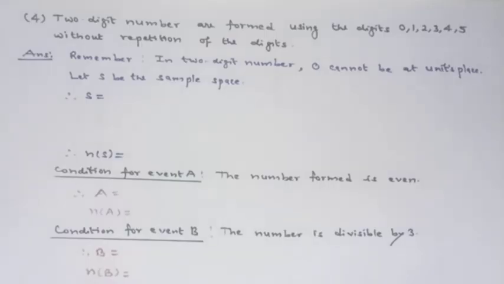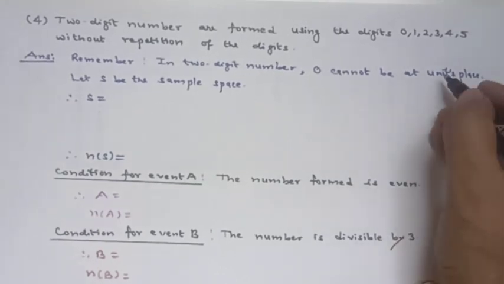Question number 4. 2-digit numbers are formed using the digits 0, 1, 2, 3, 4, 5 without repetition of the digits. Write down the sample space. Remember, in 2-digit number, whenever you write 0 in the units place, then it will do. But when you write 0 on tens place, then that number will not be 2-digit number.